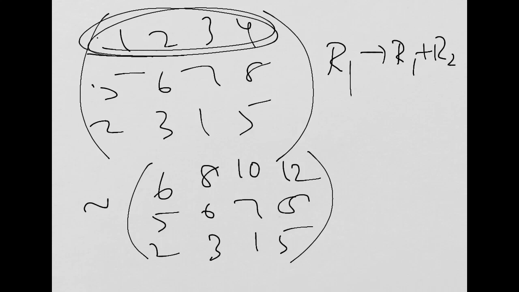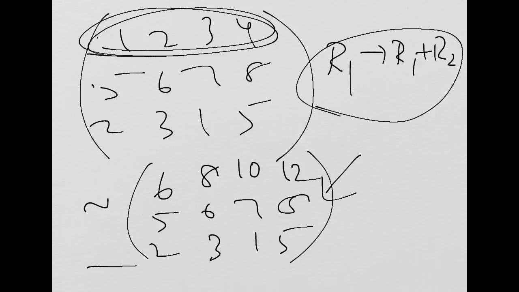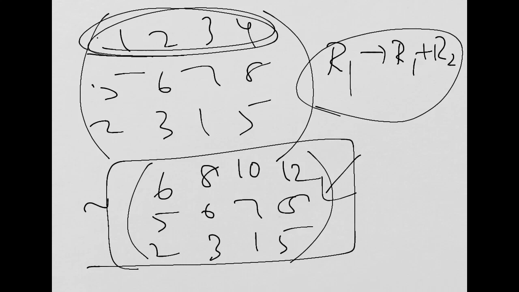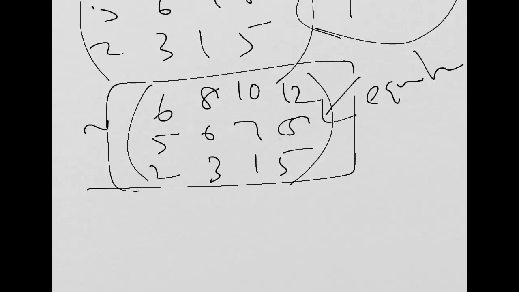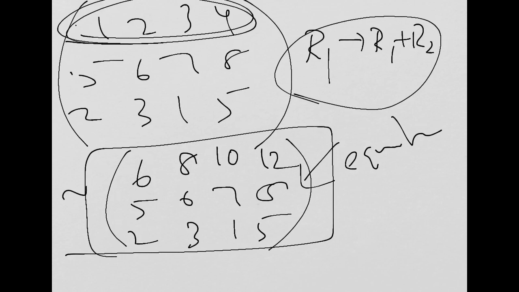What is it I have done? I have done one elementary transformation. Is that going to affect the matrix? No. The matrix I have got is called an equivalent matrix of the previous one. It is an equivalent matrix. Okay. So any number of elementary transformations allowed? Allowed.